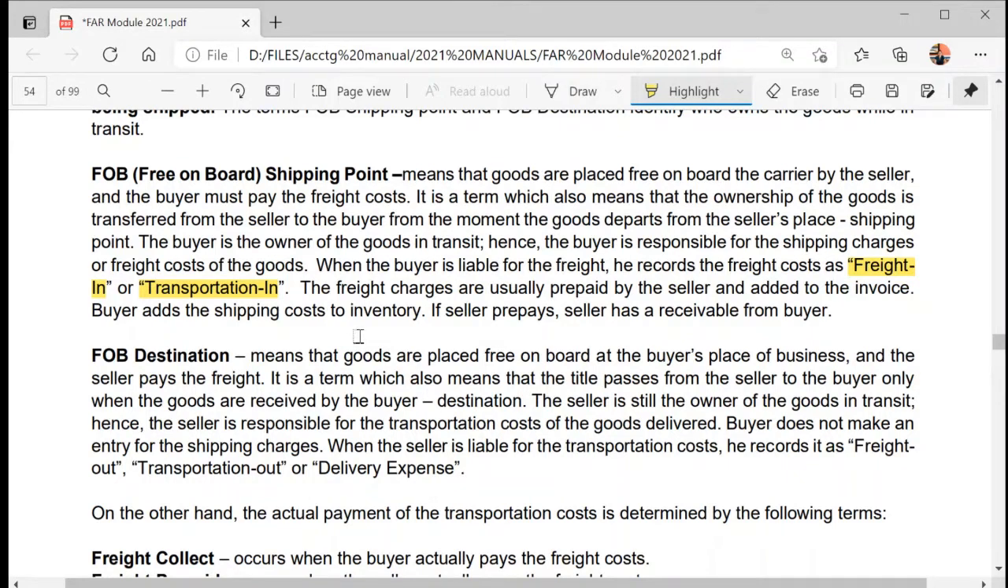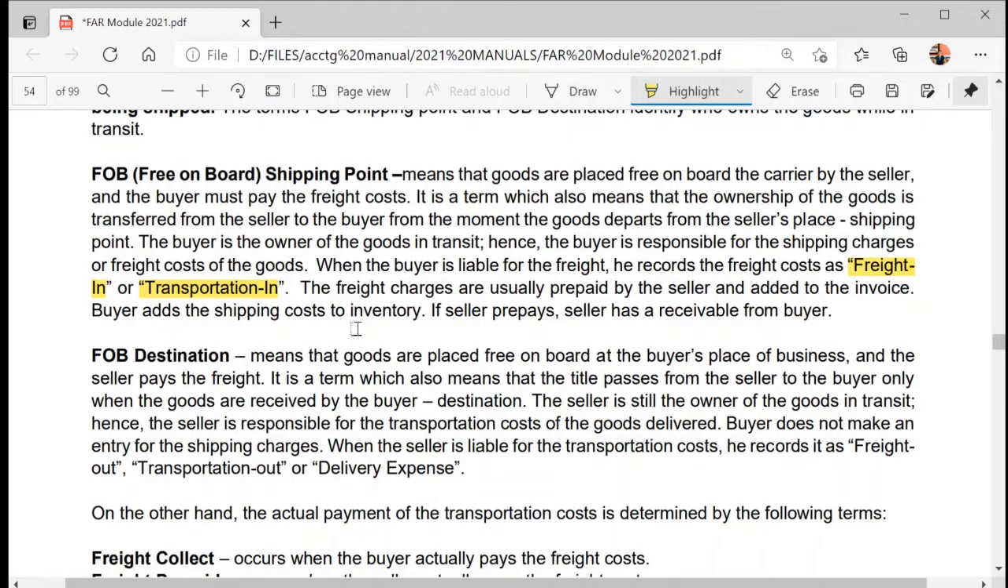If it is FOB destination, so the term is destination, the transfer of ownership will happen at the point of destination. So once the goods arrive at the buyer's place or buyer's destination. So therefore, the ownership is only transferred to the buyer when the goods reach the buyer. So therefore, while in transit, the seller is still the owner of the goods.